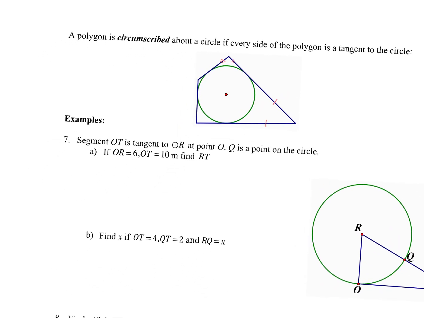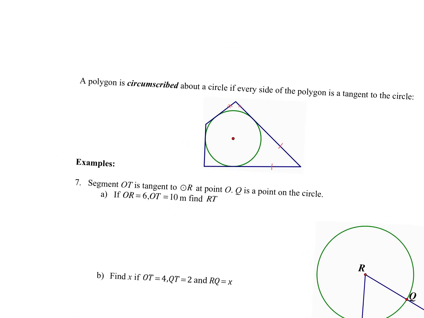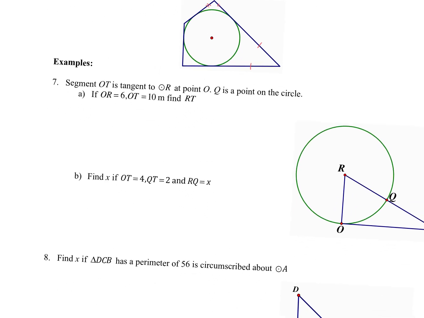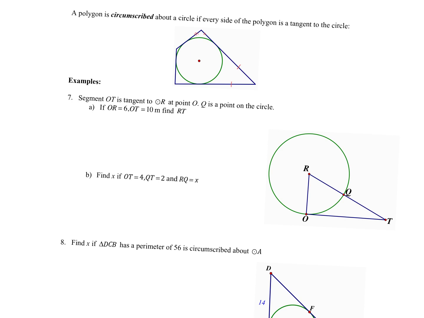My page is just a little bit turned again. It's okay. Segment OT is tangent. Now they have to tell you if it's tangent. You can't just assume that it's tangent, or if it looks tangent, you can't really be sure. There's some fun problems where they look really tangent on coordinates, but you can prove whether or not they actually are. All right, so OR is 6, OT is 10.